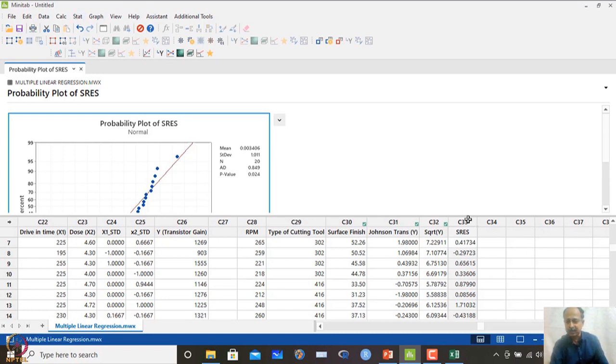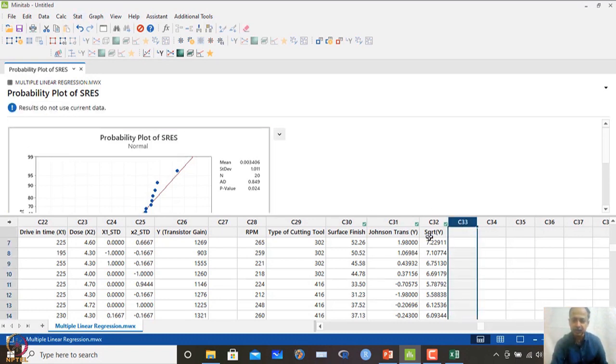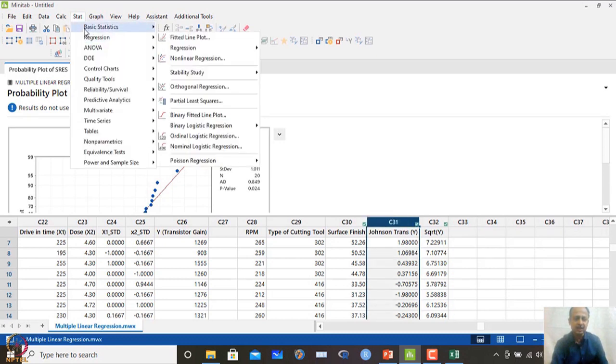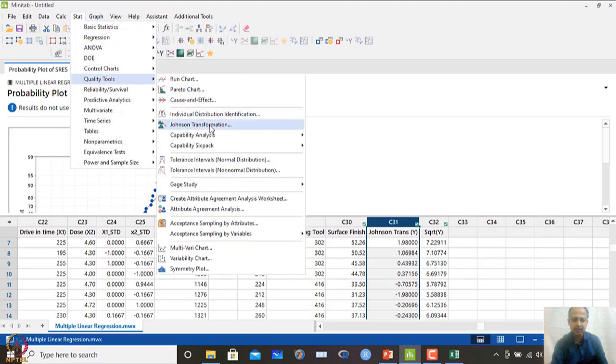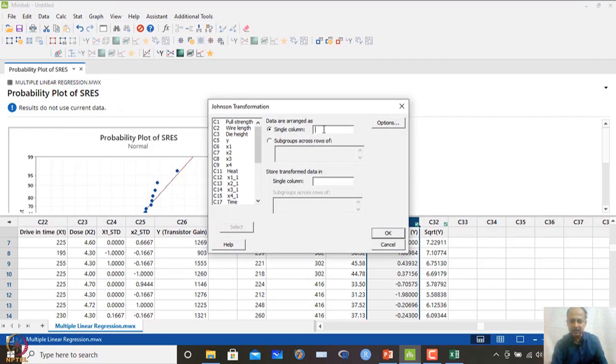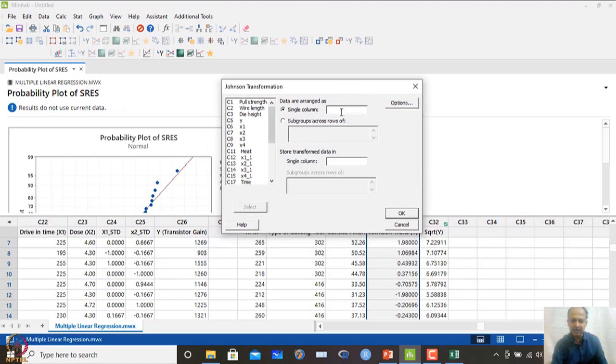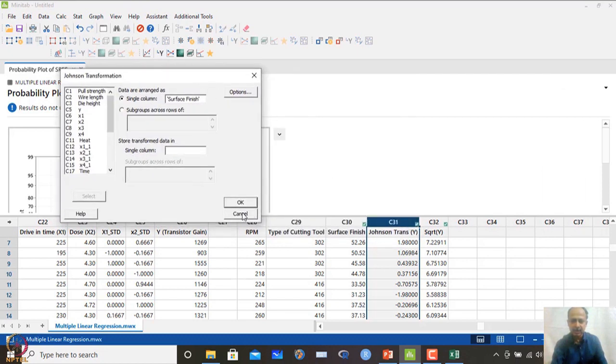Then what I have done is gone for Johnson's family of transformations. So, Johnson's transformation. What I have done is basic stat, this is quality tools, and in that case Johnson's transformation is there. And in this case, I have selected to place the data into a single column. I will say surface finish is the data and stored in which column. So, I have mentioned C31. So, when you click that one, C31 over here.